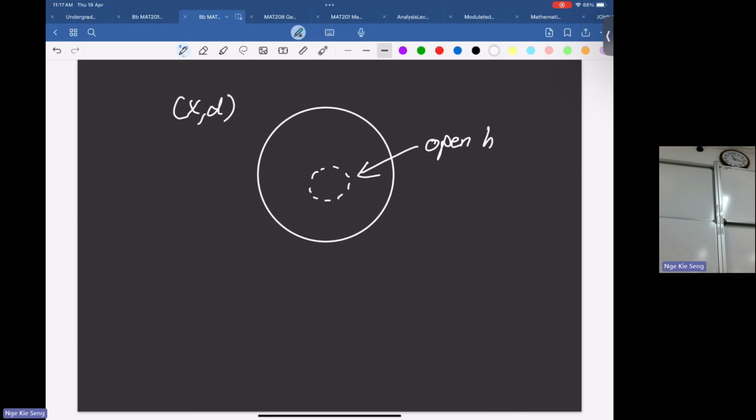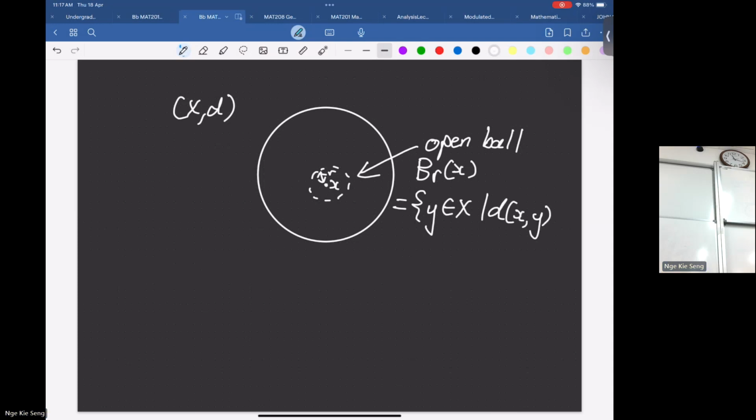What is an open ball? What do you need to specify an open ball? You need a center first, and you need the radius. So this is the ball of radius r. For example, you can write it in set form, that's why we start with set theory: all the points that are distance strictly less than r from the center.